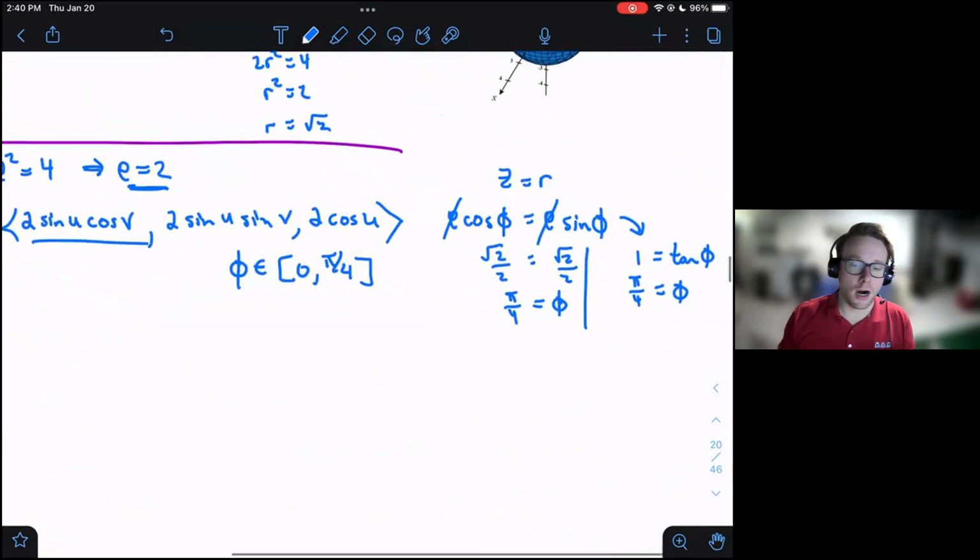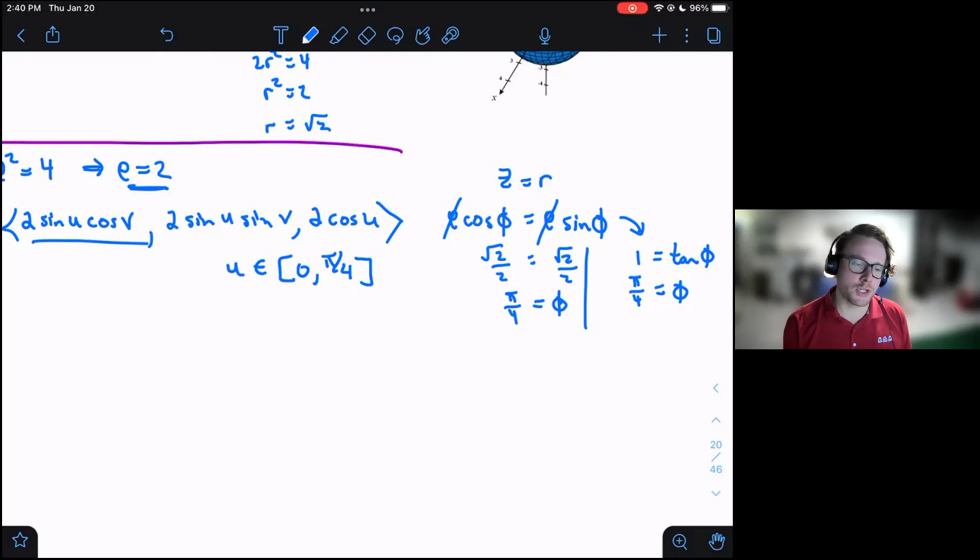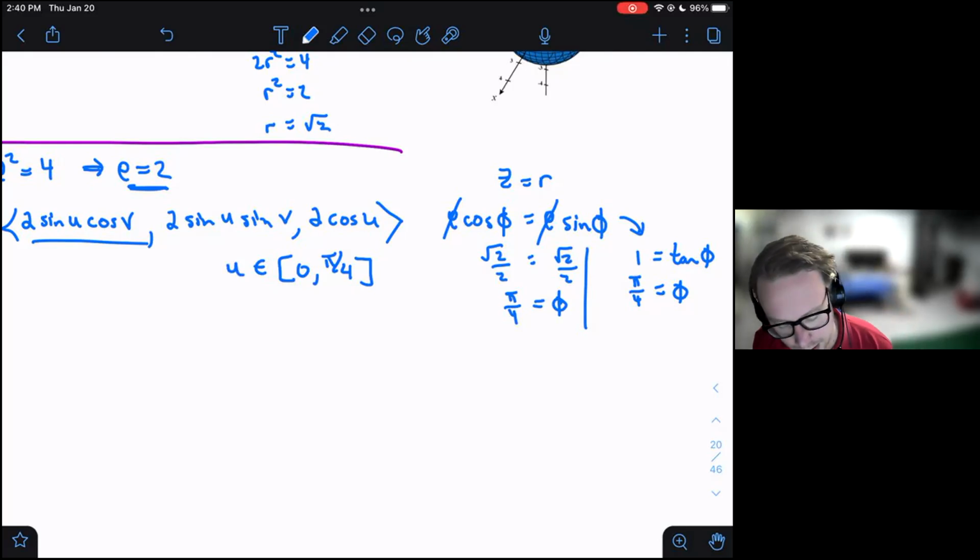Now, beyond that, there are no other restrictions. It's just where it intersects the cone. And so, oh, sorry, I wrote phi. I meant to write u. So since there is no restriction on our thetas, thetas naturally run from 0 to 2 pi.